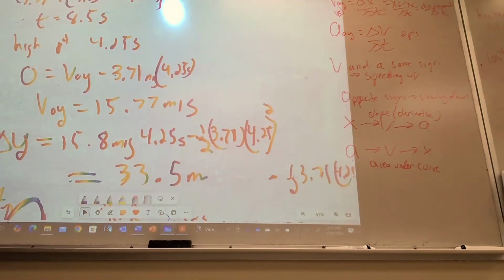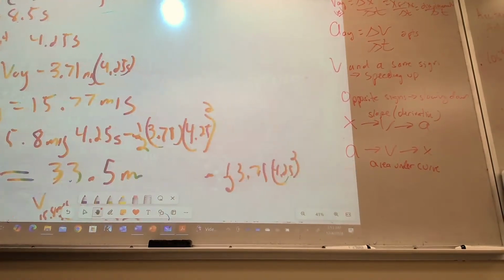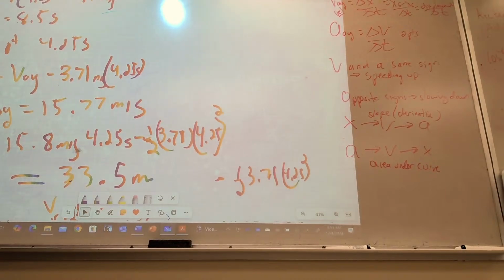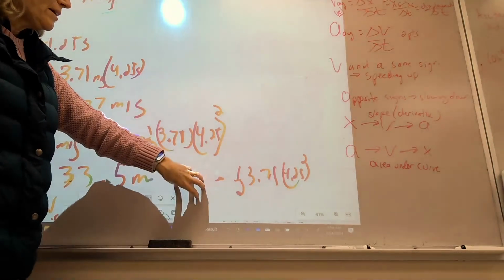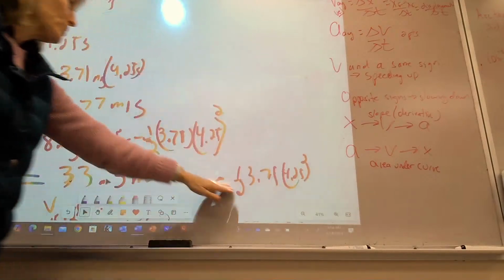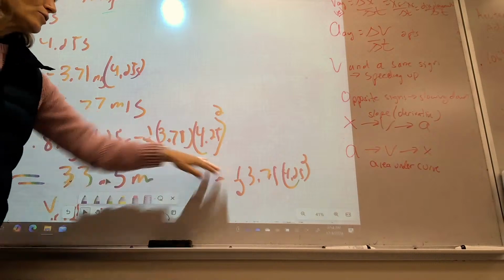How else could I have done this? I could have gone from the high point to the ground. What number did you use for the gravity? 3.71. That's what they gave us, because you had to multiply g by that. Okay, now notice I could have gone minus 1/2, 3.71 times 4.25 squared, and gotten the same answer. Why? Because at the high point, your velocity is 0. So I can take this as, okay, the distance up is the same as the distance down. If I make this 0 and then do this, I'm going to get the distance to reach the ground, which is the same thing as the distance to go up. Okay, you could do it either way.